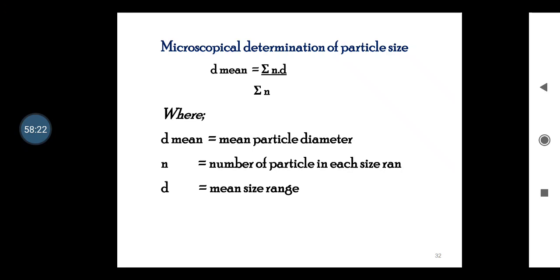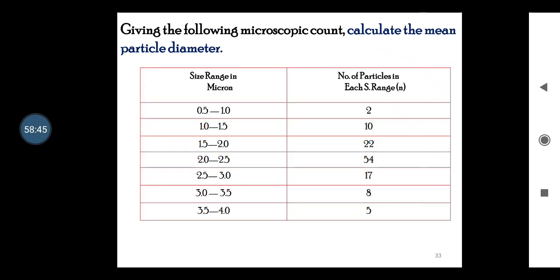Apart from that, there are different types of electron microscopes also, by which one can easily claim the surface morphology or the topography of the nano size, even apart from the micron size. So SEM and TEM are quite sophisticated tools by which one can easily combat these kinds of situations. This is an example I have cited here, which reflects the microscopic count, which calculates the mean particle diameter.